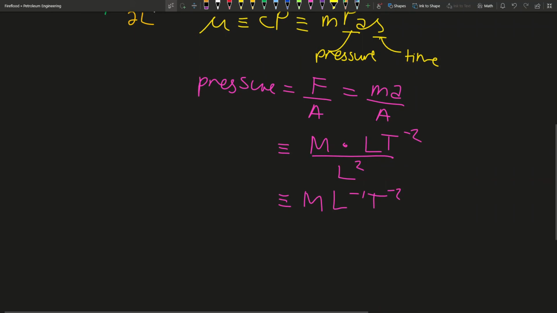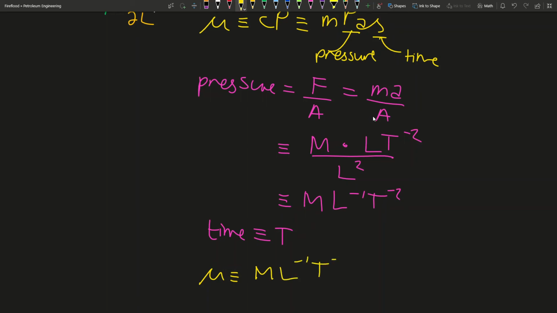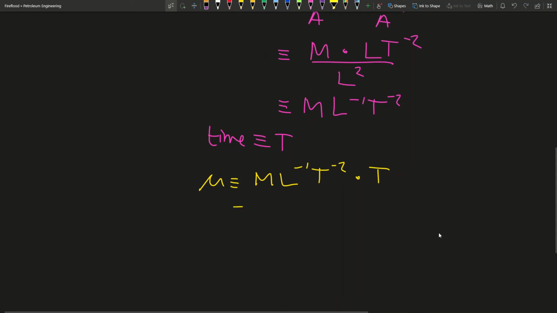So time is just, well, time is simple, that's just T. So putting all of this together, we get units of mu of ML^-1 T^-2 multiplied by T, which gives us ML^-1 T^-1.